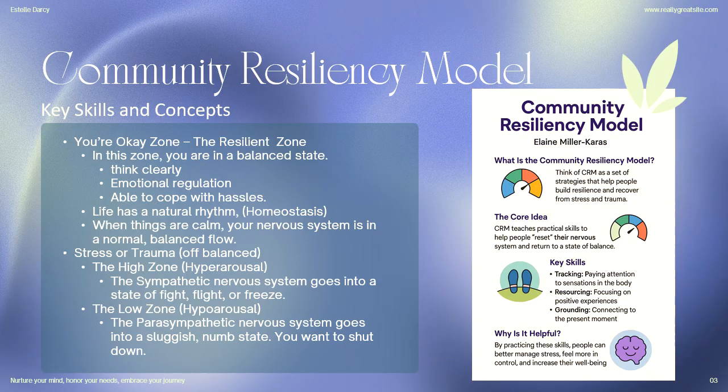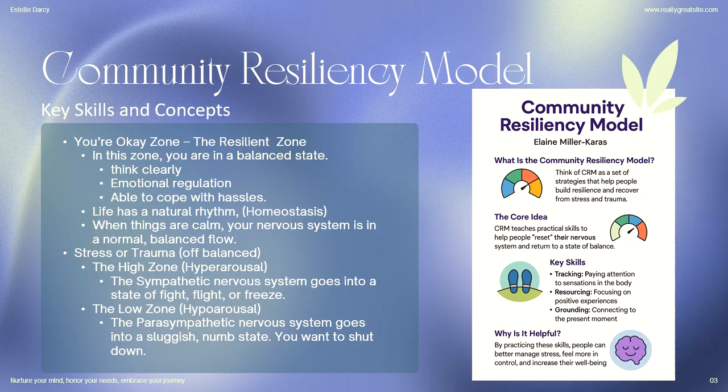So the following concepts align with CRM. Let's start with the you're okay zone, the resilient zone. Think of your body and mind like a car cruising smoothly down the highway. When you're in the resilient zone, sometimes called the you're okay zone, everything feels balanced. Your thoughts are clear, your emotions are steady, life's everyday hassles, traffic, deadlines, minor arguments feel manageable. This is your body's natural rhythm or homeostasis, a steady, balanced flow in your nervous system. In this state, your brain and body are working together the way they're supposed to.